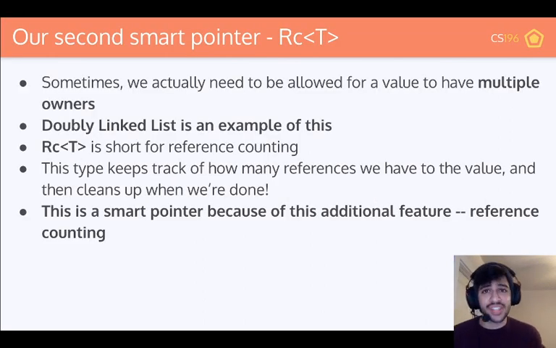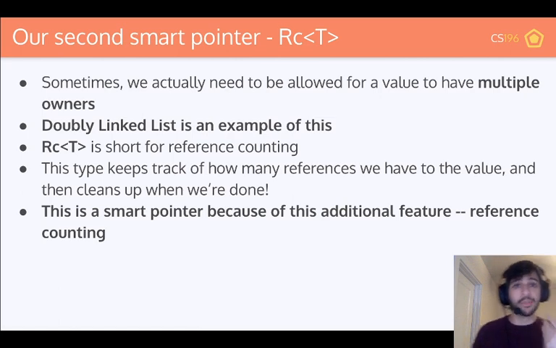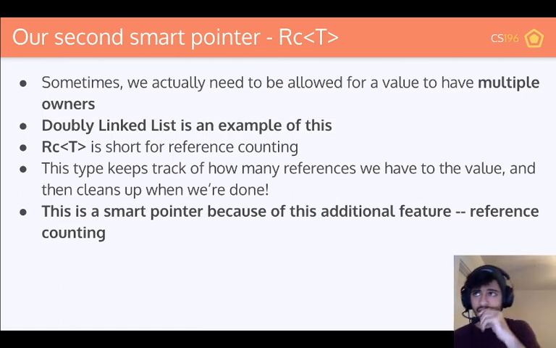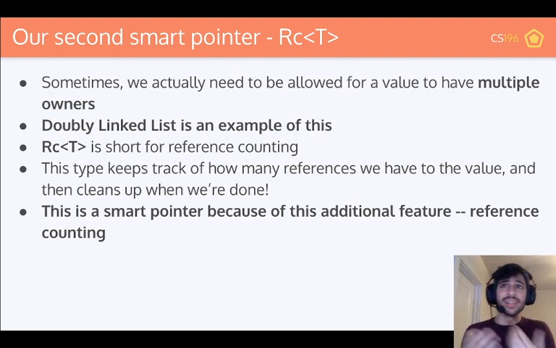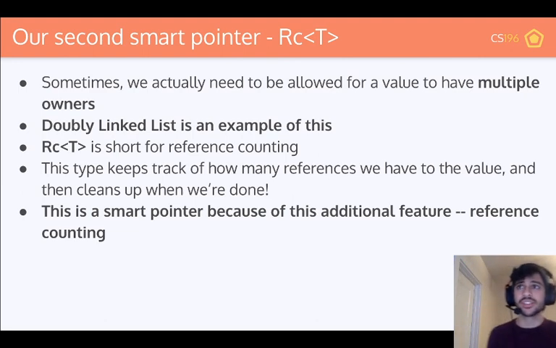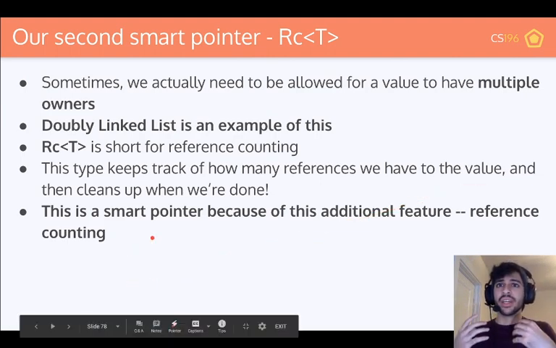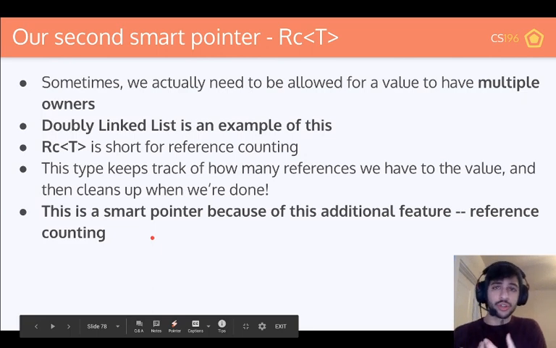Let's talk about our second smart pointer. Our first smart pointer was the Box smart pointer. Now we can talk about the Rc smart pointer. Sometimes we actually need to be allowed to have a value that has multiple owners, and a doubly linked list is a great example of this. Rc is short for reference counting. This type keeps track of how many references we have to a value and then cleans it up when we're done with it. And so this is a smart pointer because of the additional feature that it provides.